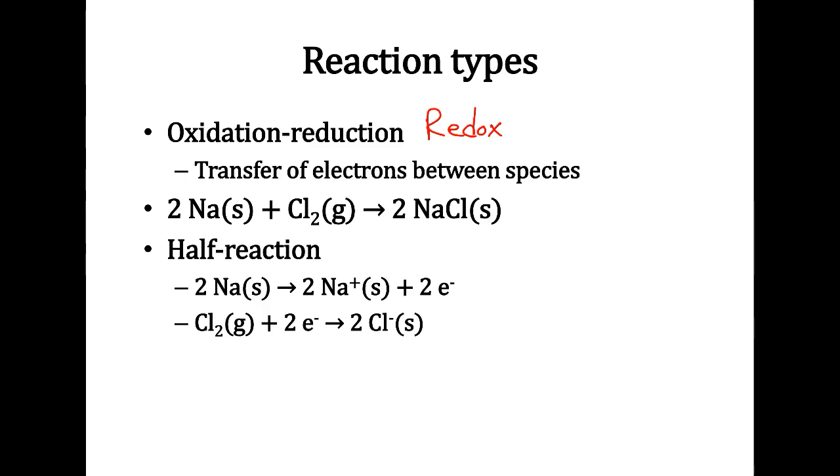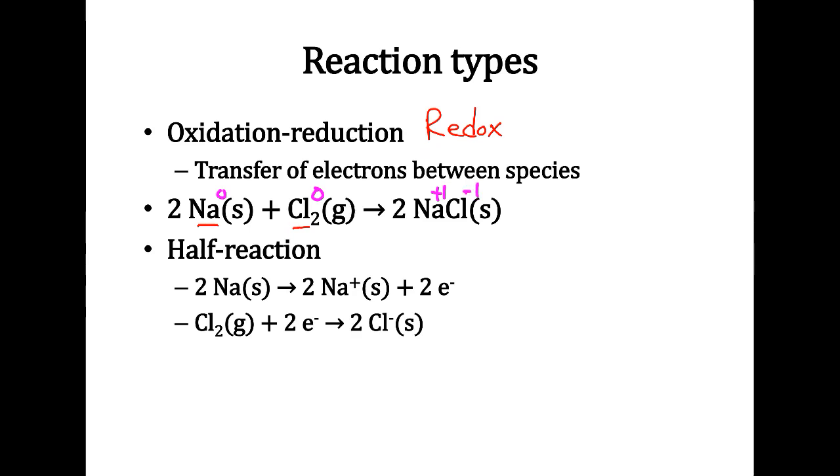So let's go ahead and look at this example right here. So we have sodium plus chlorine yields sodium chloride. So notice that sodium has no charge on it, and neither does chlorine. But then whenever we form sodium chloride, we know that sodium chloride is made up of a cation and an anion. So sodium has a +1 charge and chloride has a -1 charge, okay?